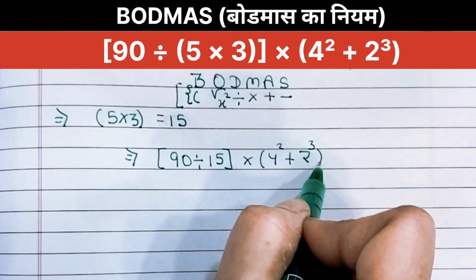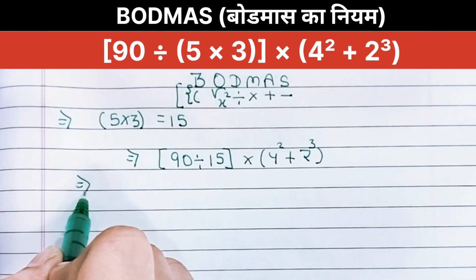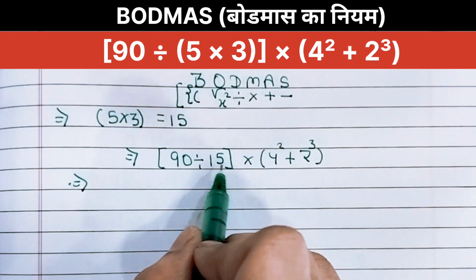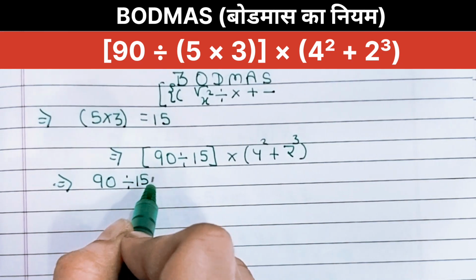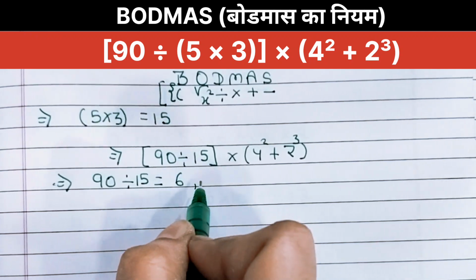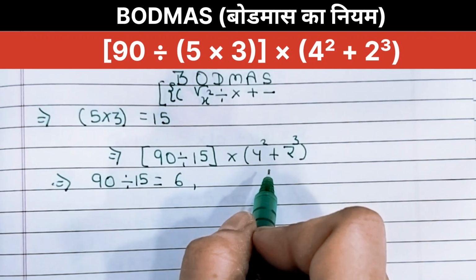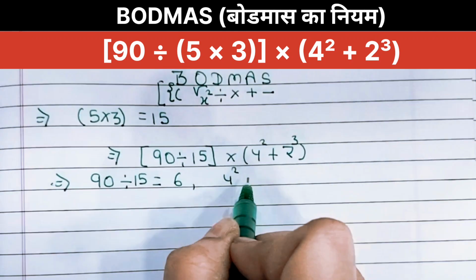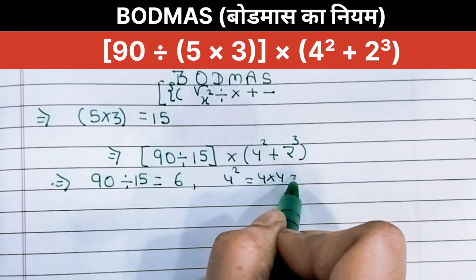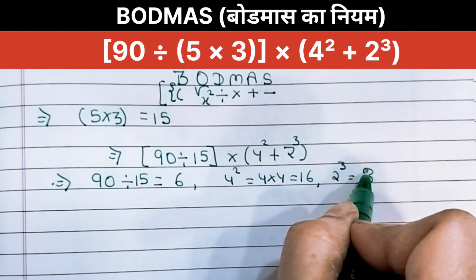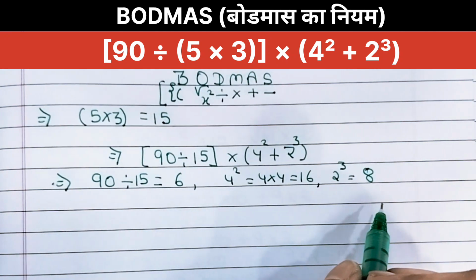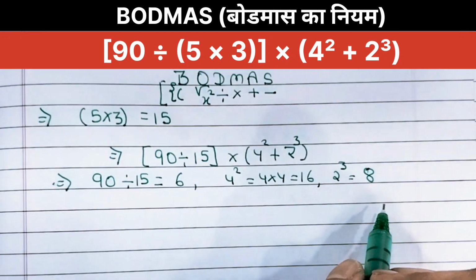2 power cube. So now in the next step, simplify the square brackets. Evaluate exponents. First divide 90 divided by 15 will give you 6 as a result. And now calculate the powers. There is 4 power square which is 4 into 4, 16, and then 2 power cube which gives you 8 as a result. According to this step, clear the first completed bracket and solve the order and exponent.